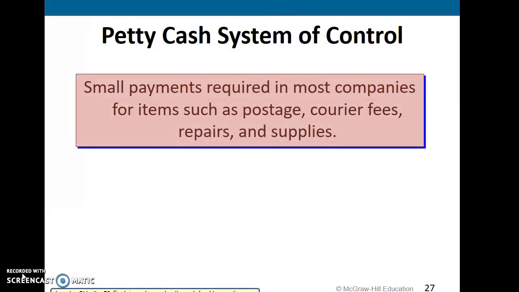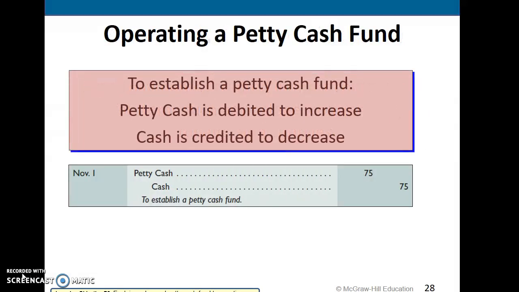Petty cash system of control: basically small payments required in most companies for items such as postage, courier fees, repairs, and supplies. And when you're operating a petty cash fund, you just debit the petty cash for the amount that you want in the fund and then credit the cash, because that cash is going out of your main account into the petty cash account.